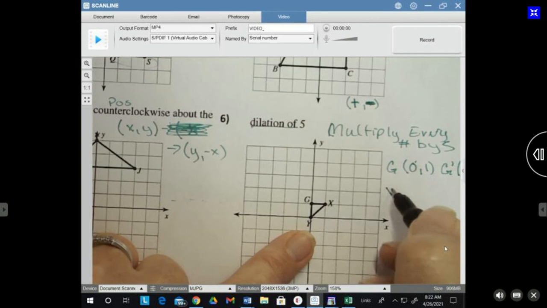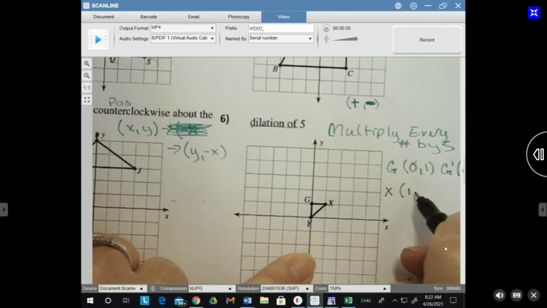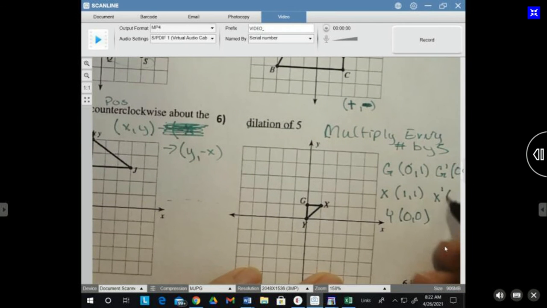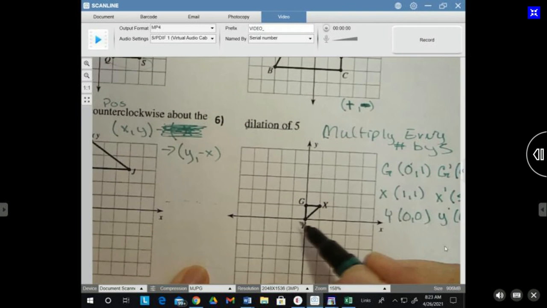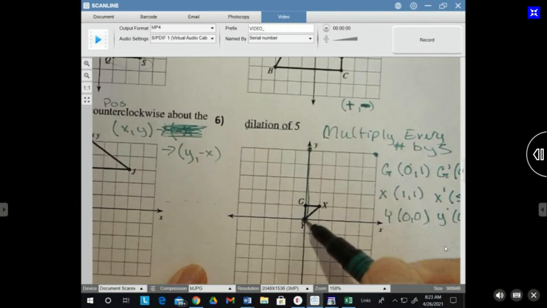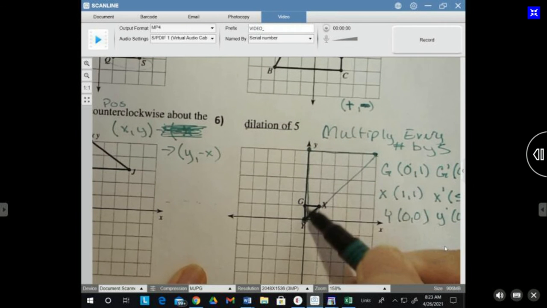All right, take off. Y is a hard one, so be real careful. It's 0. What's X prime? And Y prime? 0. So Y prime, 5, 5. Okay.